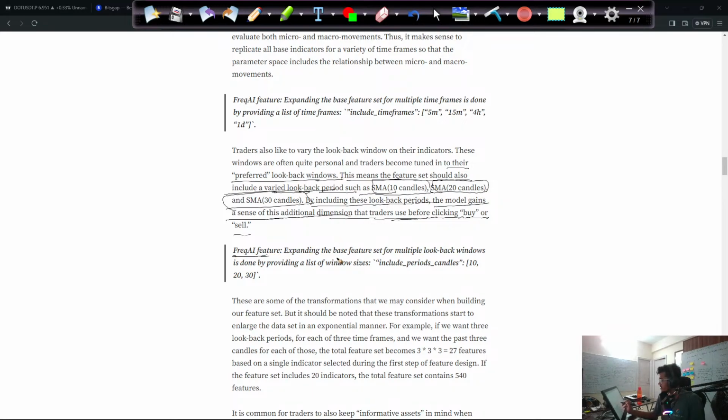So in FreqAI, expanding the base feature set for multiple look back windows is done by providing a list of window sizes, which is this and this. And I think we saw that. Let me show it to you again.